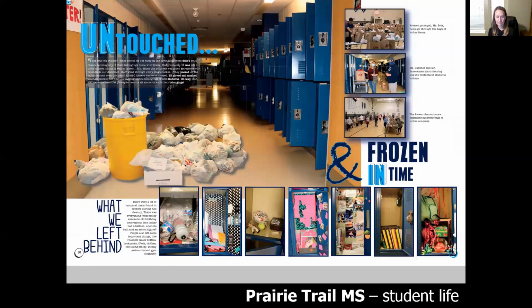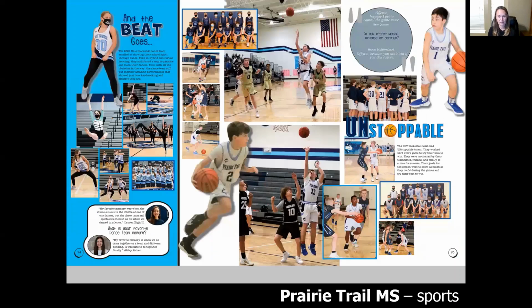This next example from the book is a student life spread. The theme or the headline is Untouched, and this is all the things that the students left behind when they had to leave school unexpectedly last spring. So it just goes through the same fonts. If you look at all the captions in the book, they're all the same size, they're all the same font. It remains very consistent. This is a sports page from this book. It definitely looks like it belongs in the book.